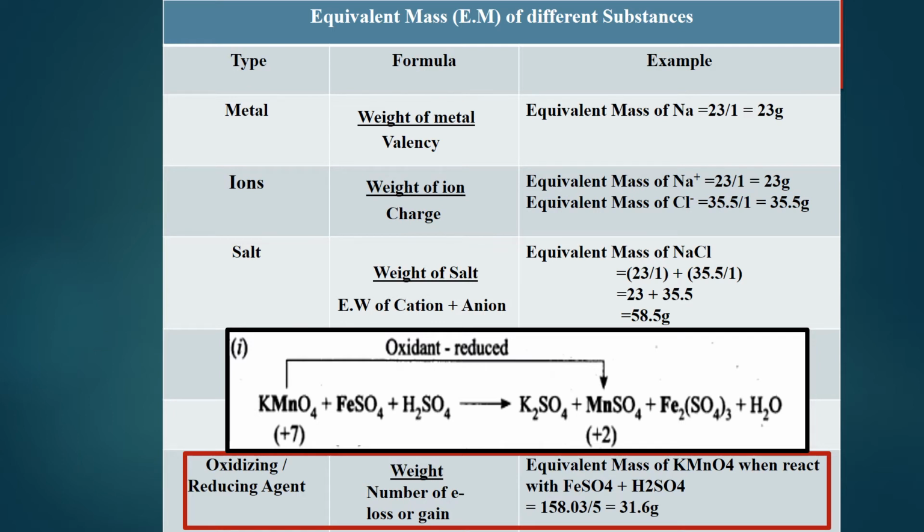As manganese has +7 oxidation state in reactant, and +2 oxidation state in product, the number of electrons gained by manganese in the reaction is 5. Now divide 158.03 by 5 to get the equivalent mass of potassium permanganate, which is 31.6 grams.